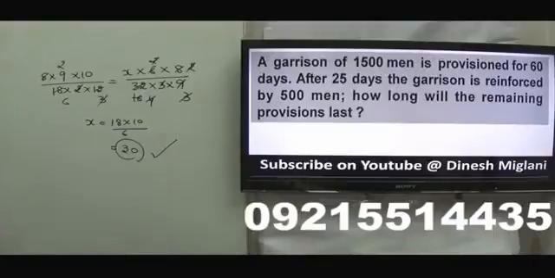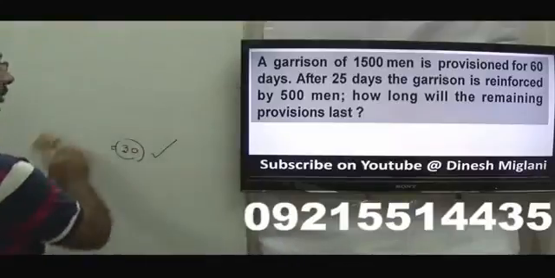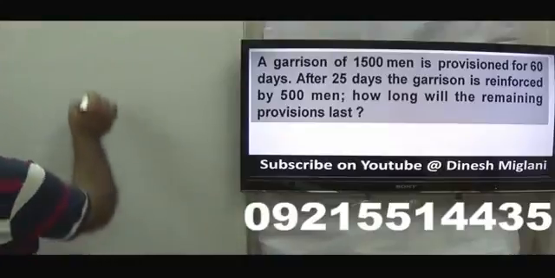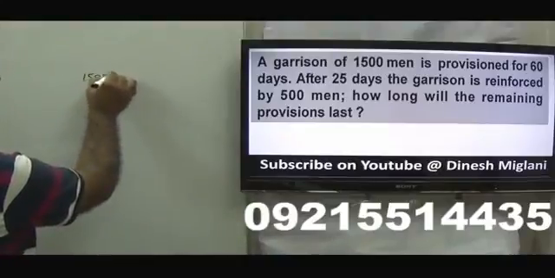Let us take the next question here. It is given that a garrison of 1500 men is provisioned for 60 days. After 25 days, the garrison is reinforced by 500 men. In these types of questions, you have to assume that one man's one day consumption is, let us say, 1 kg. So 1500 men's consumption is 1500 kg per day. How many days are there?